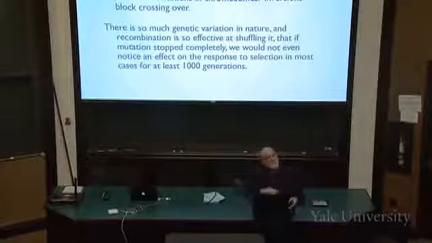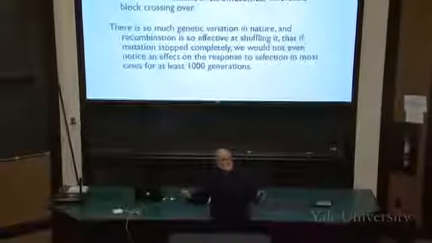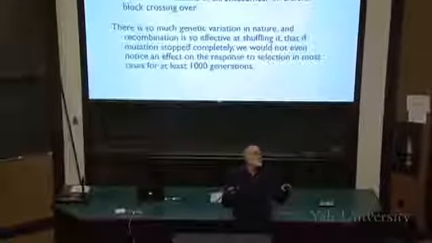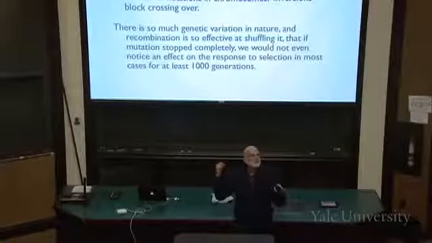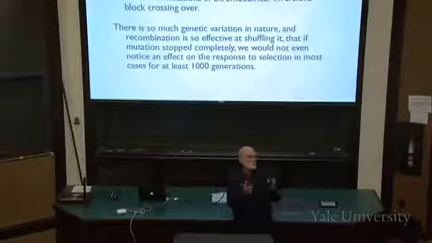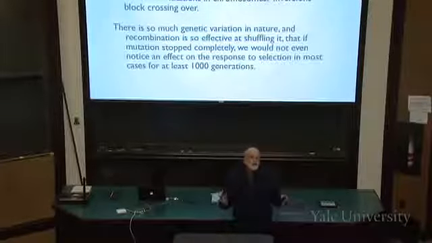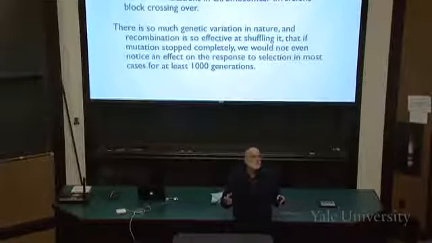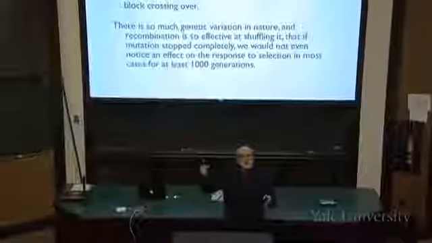We could wave a magic wand over a moderately large sexual population, completely shut off mutation, and the impact of recombination on the standing genetic diversity in that population would create so many new diverse combinations of genes that it would take about 1,000 generations before we would even notice that mutation had been shut off. So think back to the beginning of the lecture.